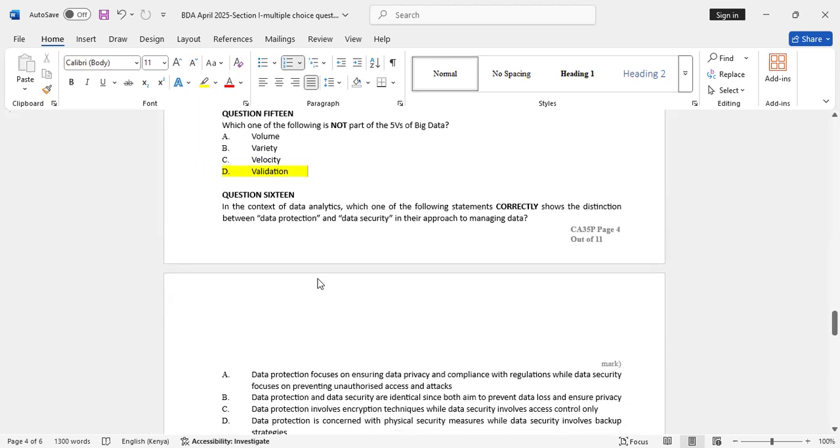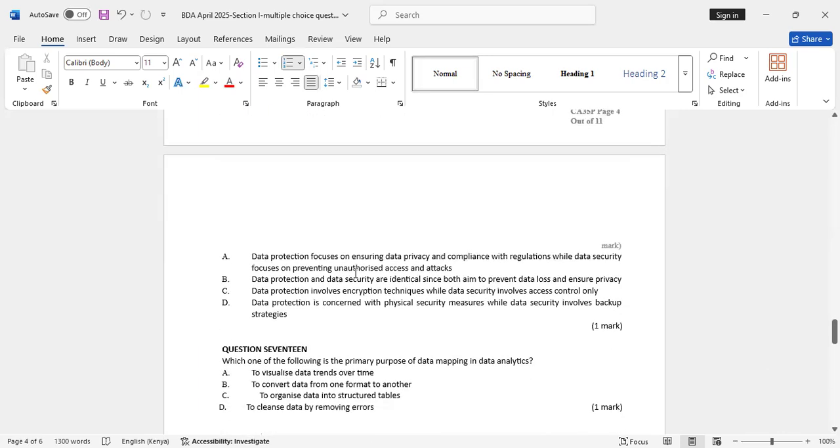Question 16. In the context of data analytics, which one of the following statements correctly shows the distinction between data protection and data security? There was always a distinction between data protection and data security in the approach to managing data. So they're just asking you to define what data protection and data security is. A, data protection focuses on ensuring data privacy and compliance with the regulations, while data security focuses on preventing unauthorized access and attacks. I think that's the correct answer, but let me go to B.